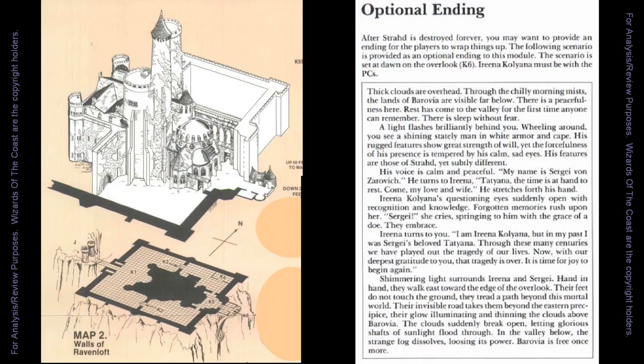The module's optional ending occurs when Irina Kolyana is accompanying the party and they are at the castle's overlook. In this ending, Sergi appears. Irina realizes she is the reincarnation of Tatiana. Her and Sergi's spirits then reunite. The DM must decide whether or not his or her player characters are alright with not being the main characters in the Ravenloft story. If they are okay with this, then the DM, should he or she wish, can use this optional ending.